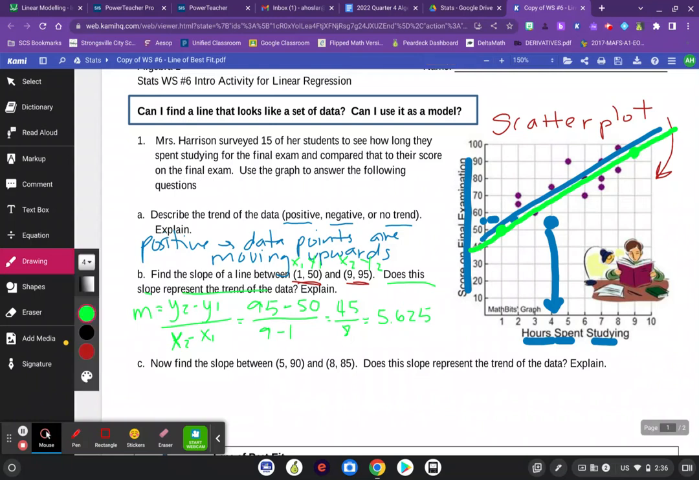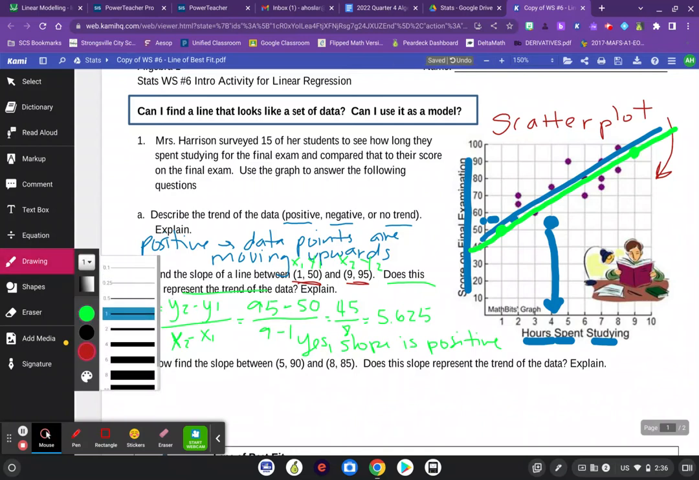And so my answer to this would be yes. Does the slope represent the trend of the data? Yes. Both the slope and the trend are positive. And we already said that the trend was positive in part A. So yes, slope is positive.